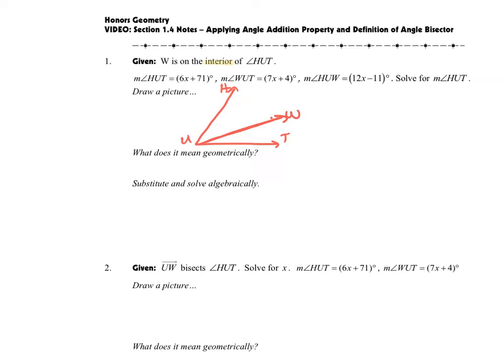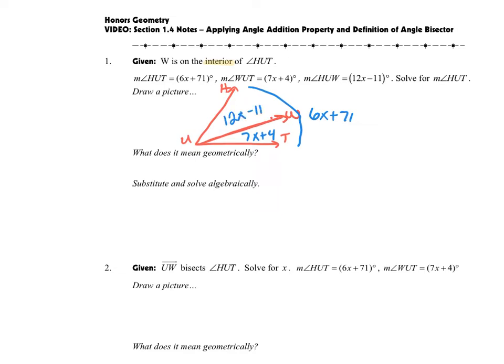Then we can start labeling this picture based on what we did for our segment addition. So let's take a look. It says that angle HUT, that's going to be our whole angle. So this whole angle here is 6x plus 71. And then it's going to tell us that WUT, you've always got to read these carefully, is 7x plus 4. And HUW is 12x minus 11.